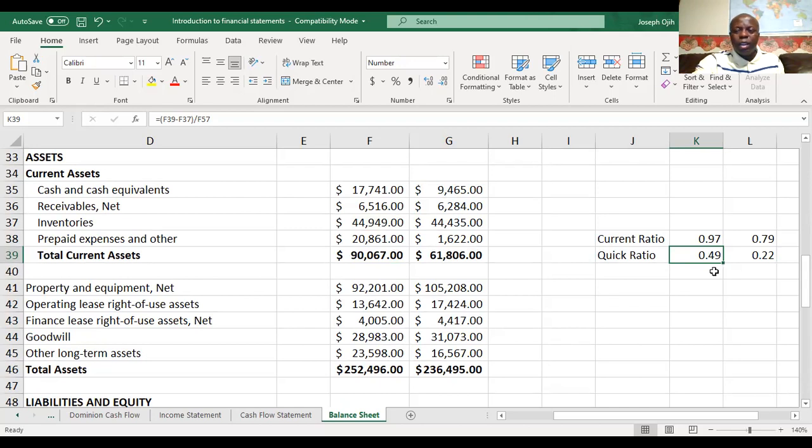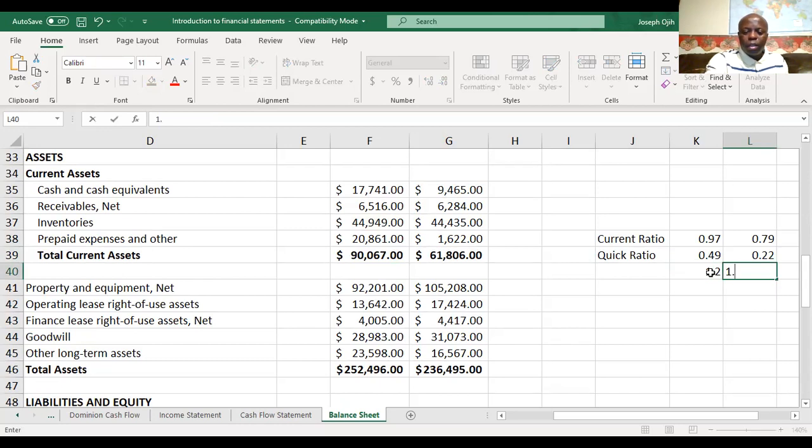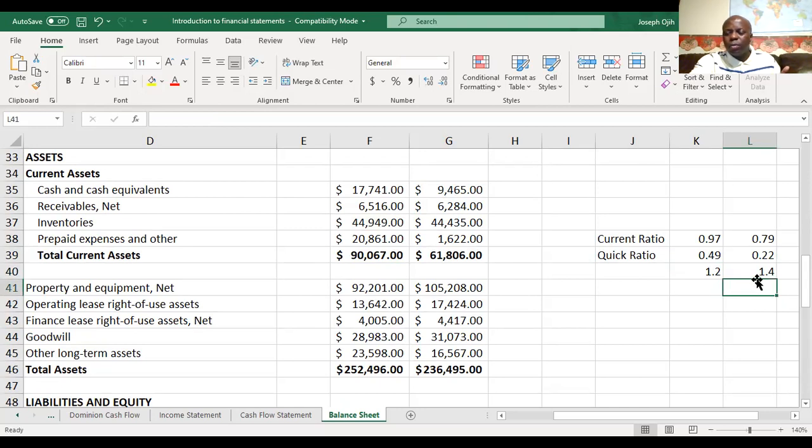Let's say the answer for Walmart for quick ratio is 1.2, and then 1.4 here. It means that for each dollar of debt it owes, it has $1.40 to pay it. That means it still has a surplus. If it is owing its creditors $1 million, it has $1,400,000 to pay it. So it still has enough money to pay. The same thing here. If it's owing $1 million, that means it has $1,200,000 to pay it. So it is liquid.